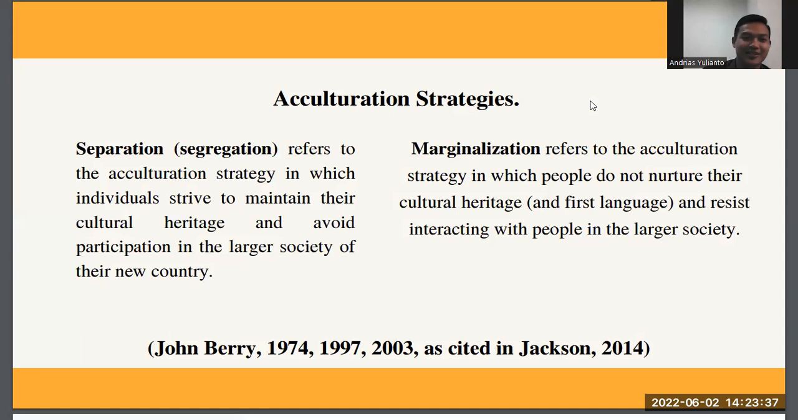Another acculturation strategy is separation or segregation, which refers to the acculturation strategy in which individuals strive to maintain their cultural heritage and avoid participation in the larger society of their new country. At the beginning of this discussion, I already showed you, if you are afraid or if you don't want to receive new life, new environment, better you stay home. Here, separation, they strive to maintain their cultural heritage and they strictly avoid participation in the larger society of their new country.